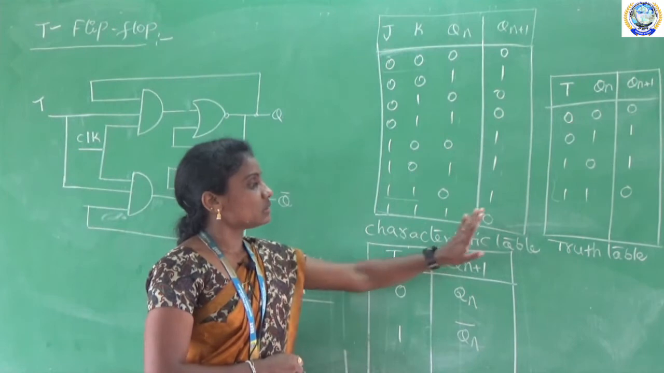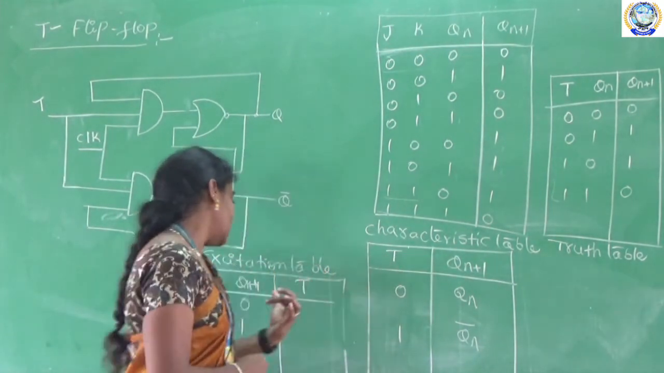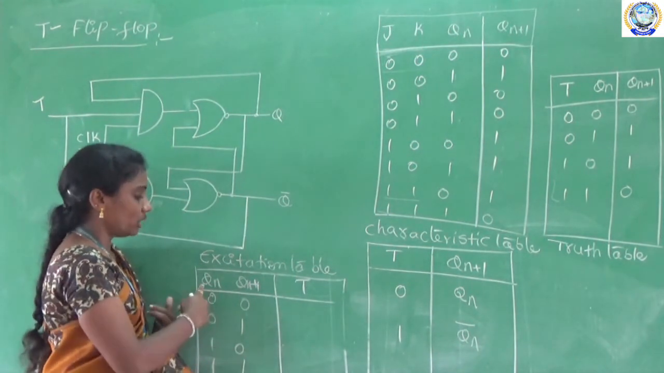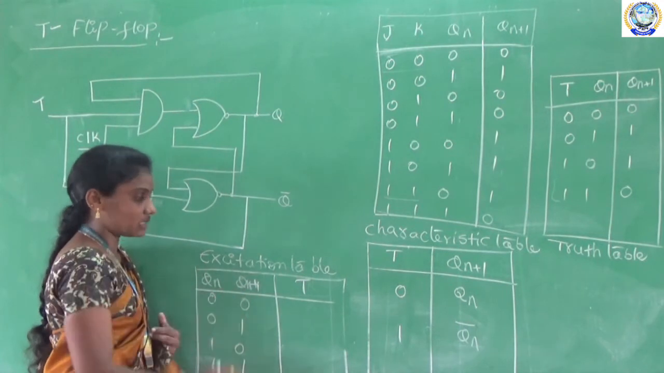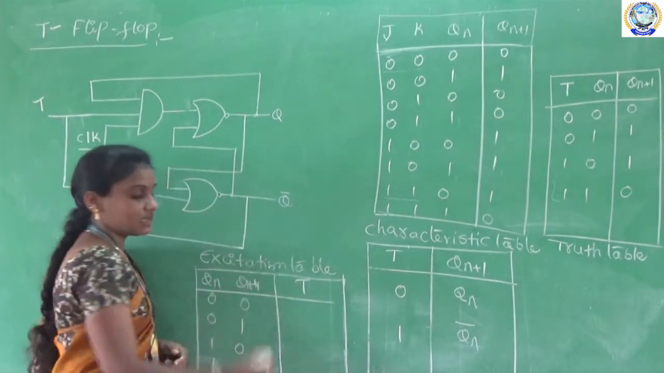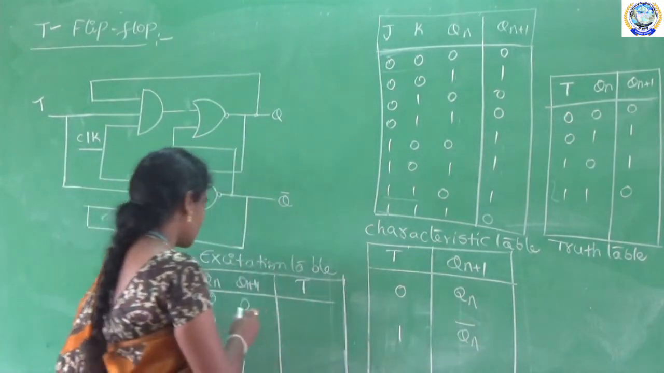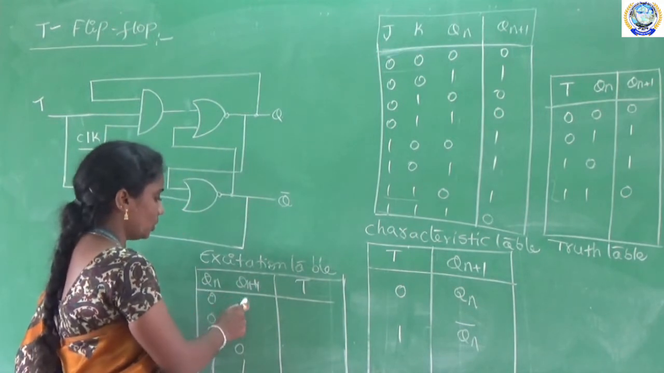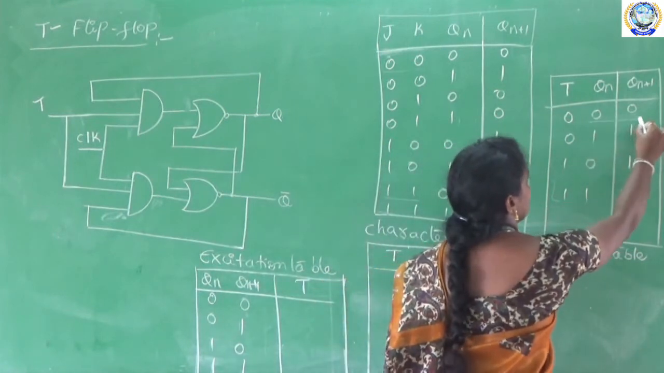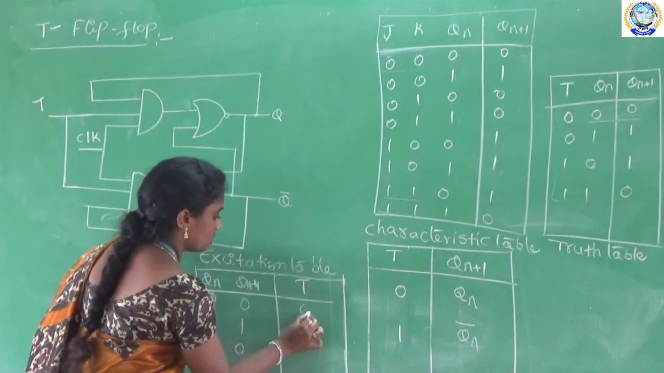So by using this truth table, now we will write the excitation table of the T flip-flop. So to write the excitation table, what do we need to consider? We need to consider the present state and the next state. So based on this, we will write the excitation table of the T flip-flop. So here I am considering the first condition, Qn equal to 0, Qn plus 1 equal to 0. So this is the condition. If both are 0, what is T? It is equal to 0.